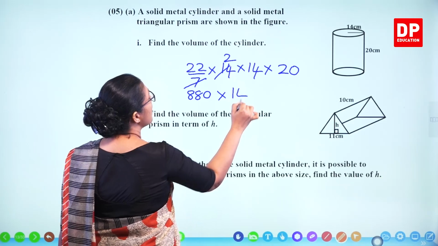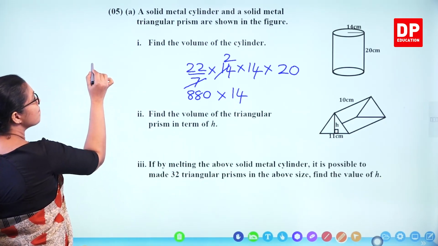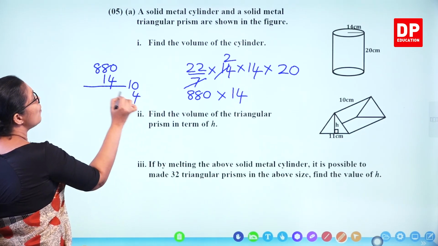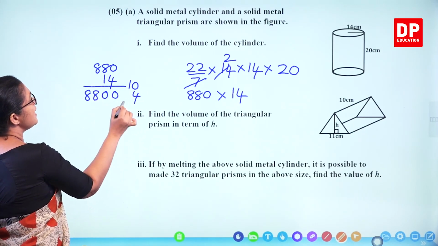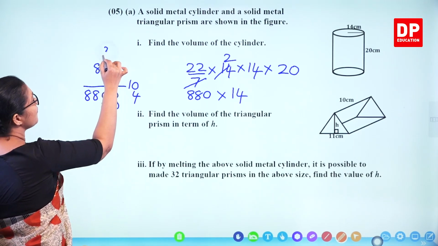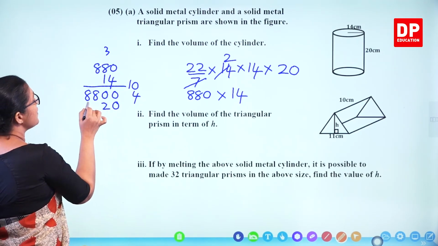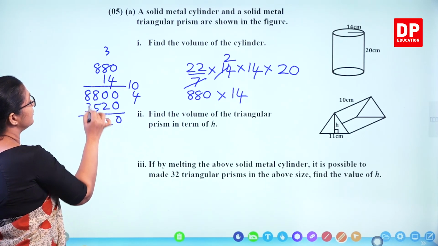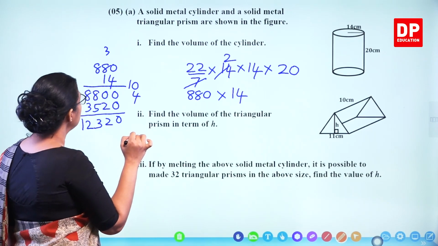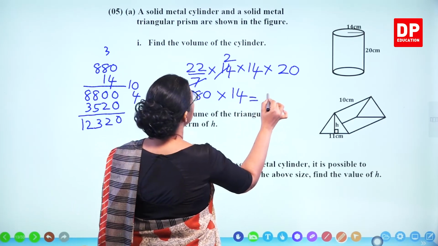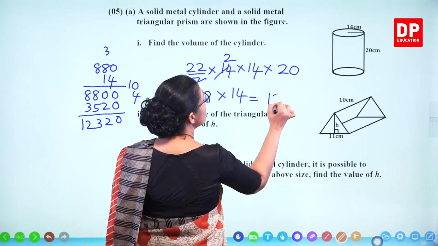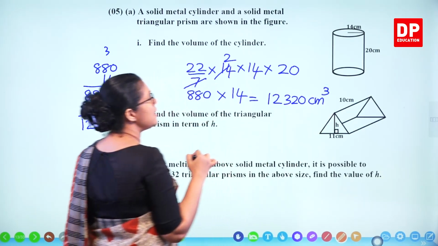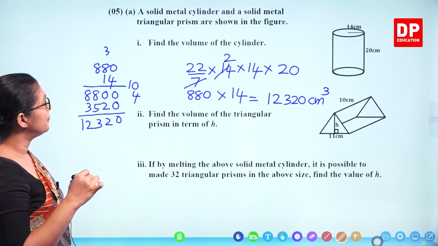And then multiply by 14. So 880, 14, 10 and 4. It's better to do it separately. 4 times 8, 32 plus 3, 35. So you get 12,320 cubic centimeter, because this is a volume.